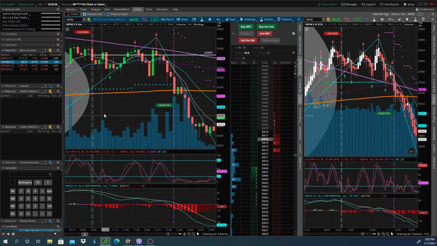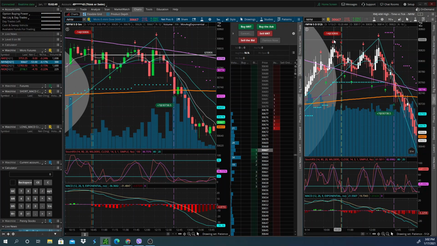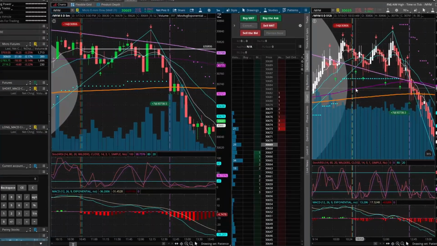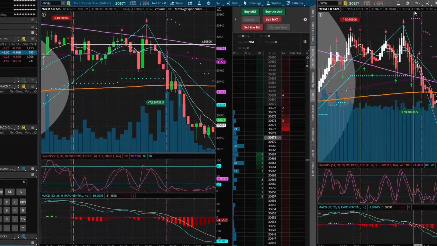So basically, on the left, what you're seeing here are 5-minute candles. So this is my time chart. What that means is for every candle that you see represents 5 minutes. And on the right is the tick chart. So what that means is for every candle, it's 512 trades. That's what I chose, 512 ticks.